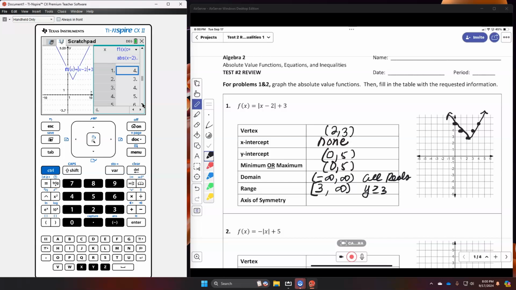And now the axis of symmetry is where you can fold this in half. This is the axis of symmetry, which is a vertical line. So it's going to be x equals 3.